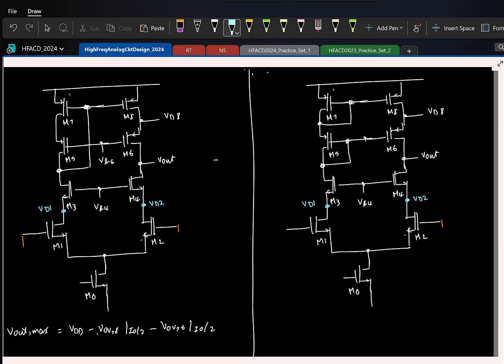Let's look at that. So first, can't we connect VB4 to the drain of that M3? VB4 to the drain of M3. Try it out and check. Let's discuss it in the next class. What do you think will happen?